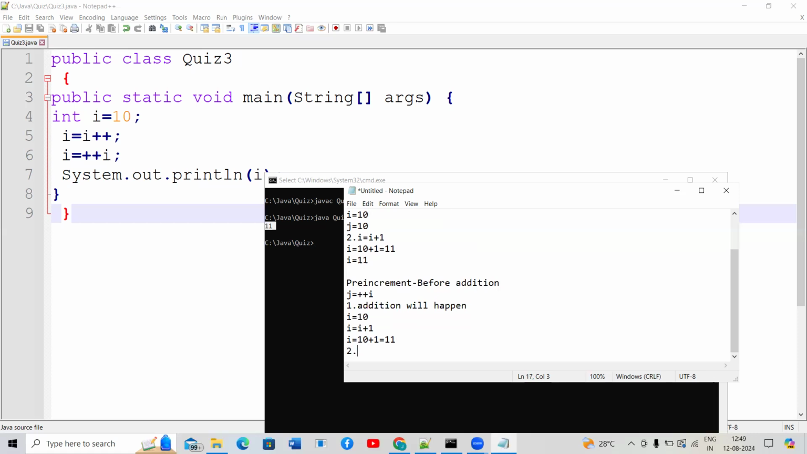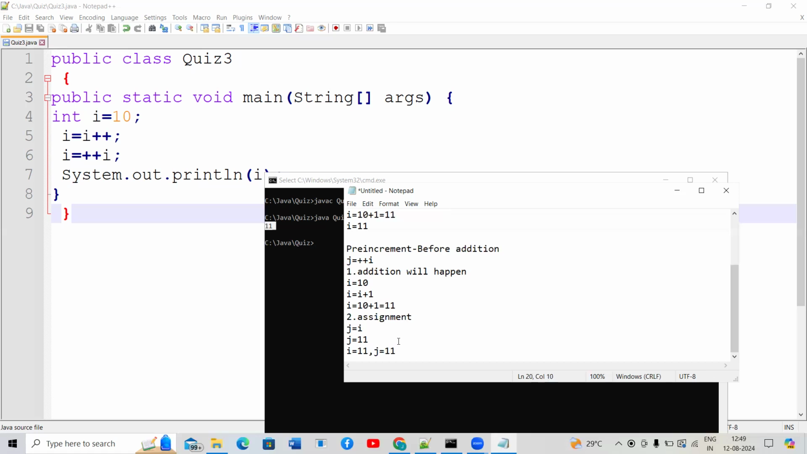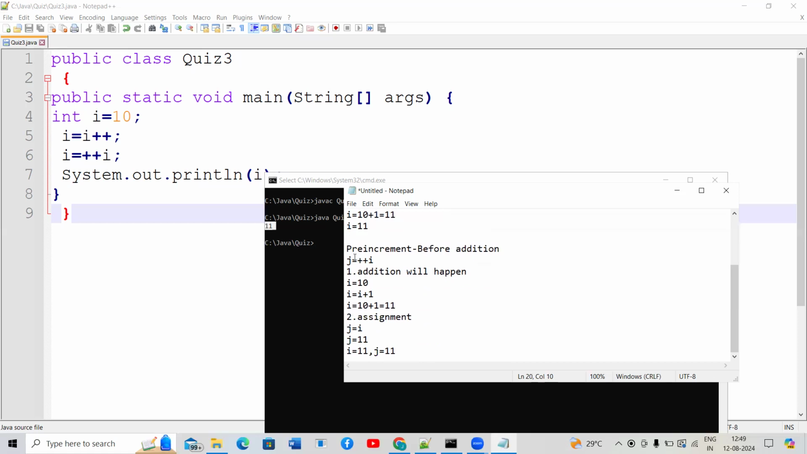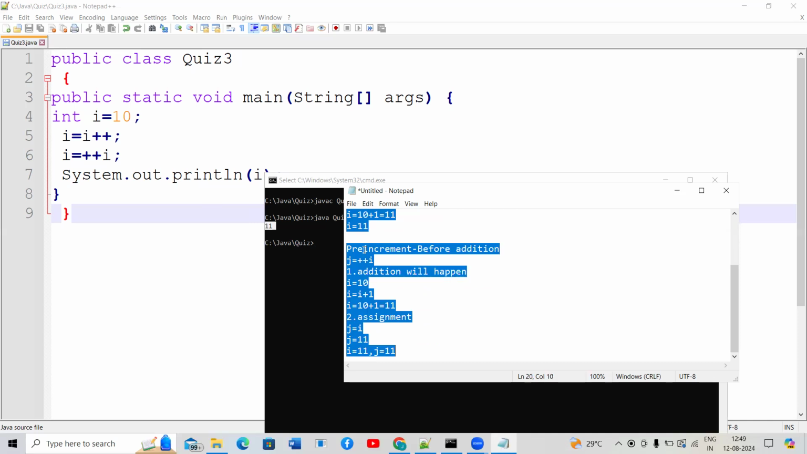After this, the second step is assignment. So j = I, which means the copying will happen from the right-hand side to the left-hand side. So the value of j will become 11. So now the value of both I and j will become 11 in the case of pre-increment. Whereas in the post-increment, the value of I was 11, but the value of j was 10.